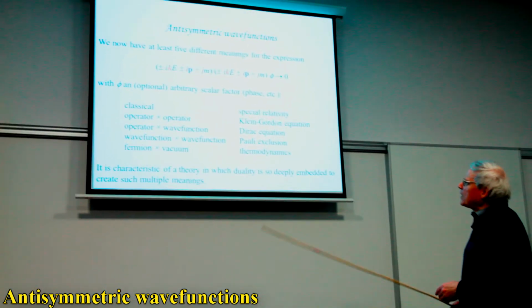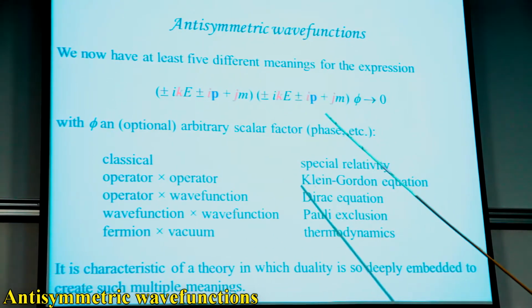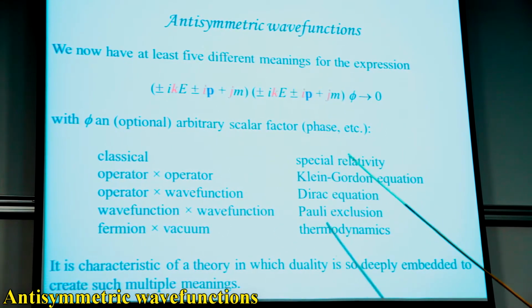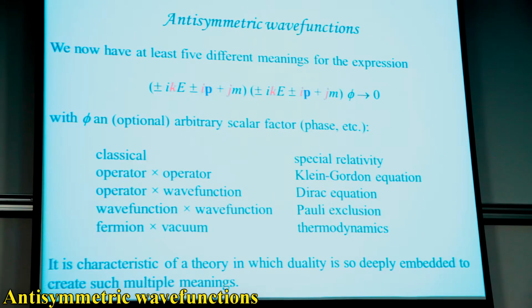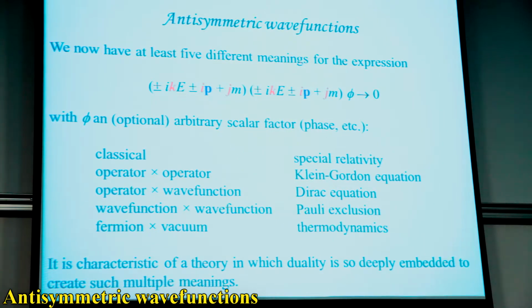So we've now got 5 meanings for this expression. We've got special relativity, we've got the Klein-Gordon equation, the Dirac equation, we've got Pauli exclusion, and we've got a thermodynamic concept as well. These sort of multiple meanings, which also occur for the red K, I, and J, are characteristic of a theory in which duality is so prominent.